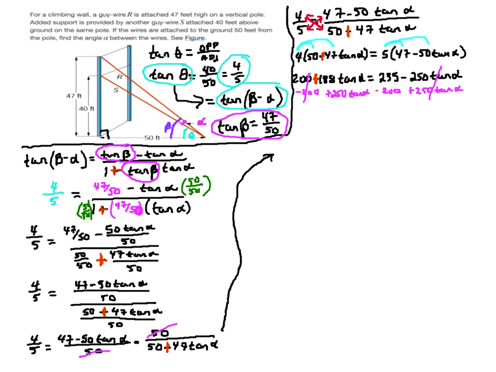I'm glad I worked the problem out before I did the lecture. Okay, so 188 tangent alpha plus 250 tangent alpha gives me 438 tangent alpha. And that is equal to 235 minus 200, which is positive 35. All right. I'm going to divide both sides by 438.